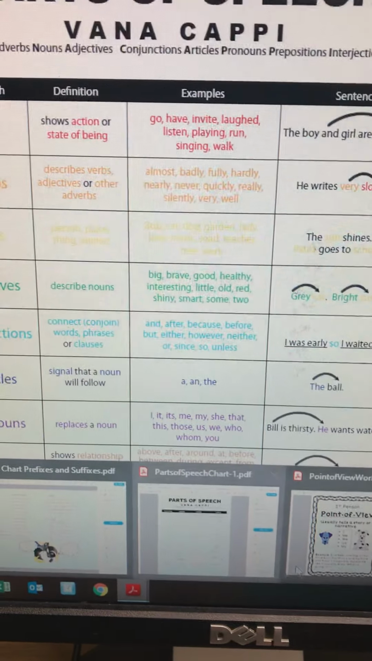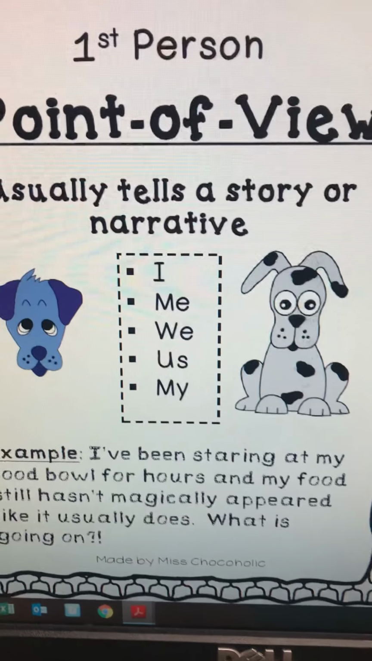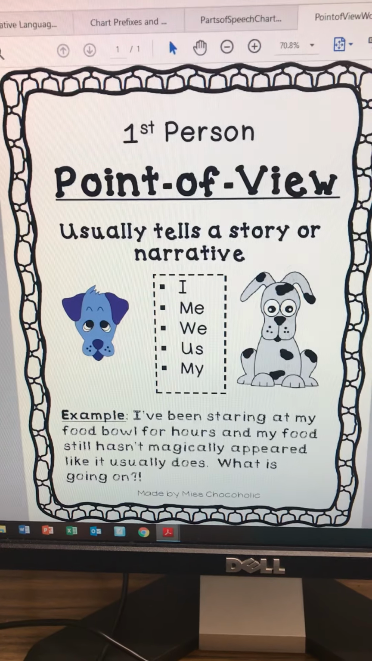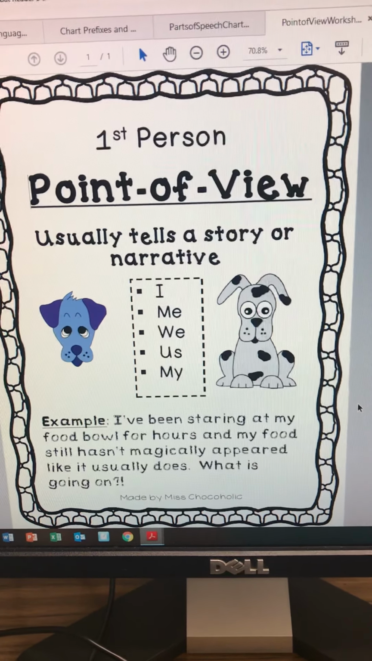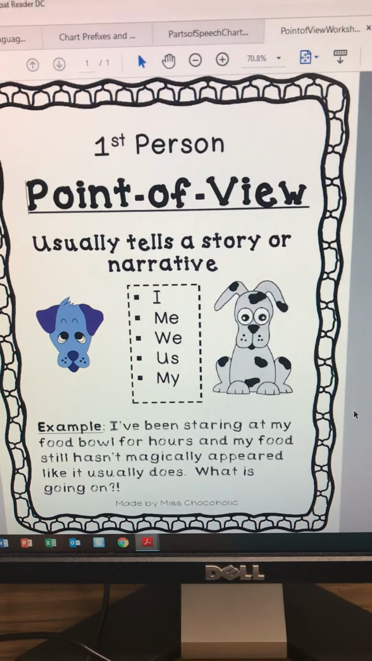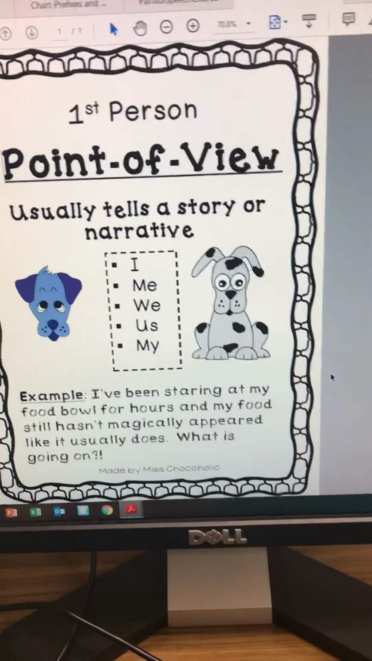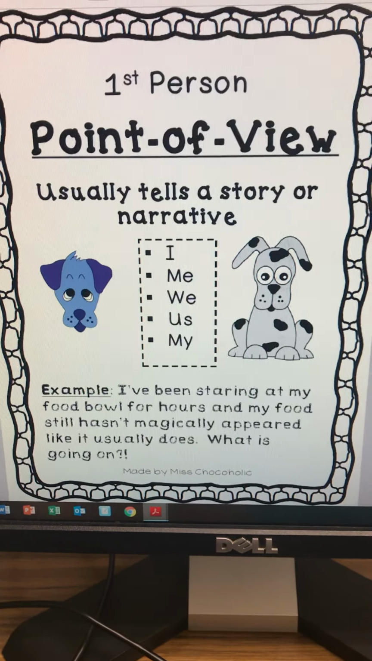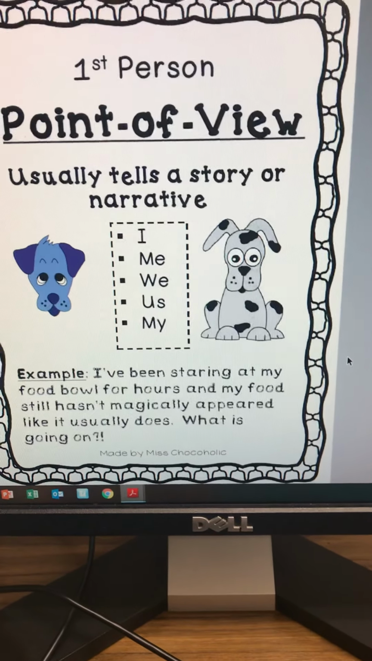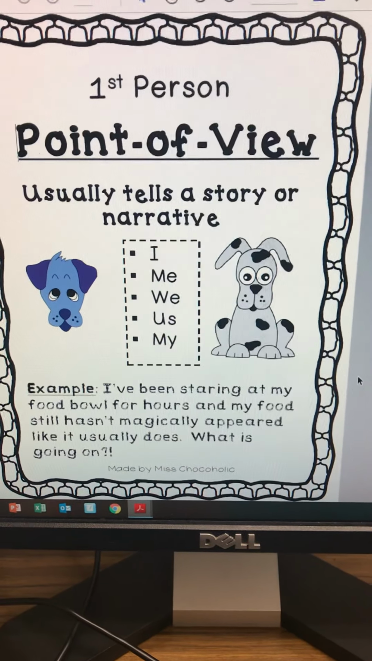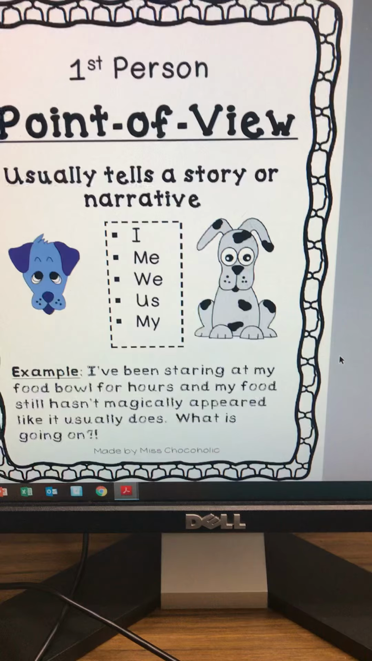The last thing I want to talk about is point of view. For our purposes in second grade, there are going to be two basic points of view. Point of view number one is first person. That means the person is telling you a story about themselves. So the example says, I've been staring at my food bowl for hours. So it's like the dog is telling you the story because he's saying, I've been looking at it, okay?